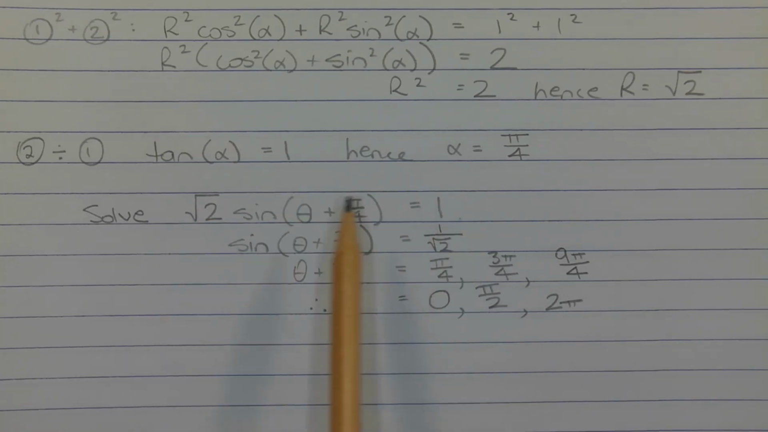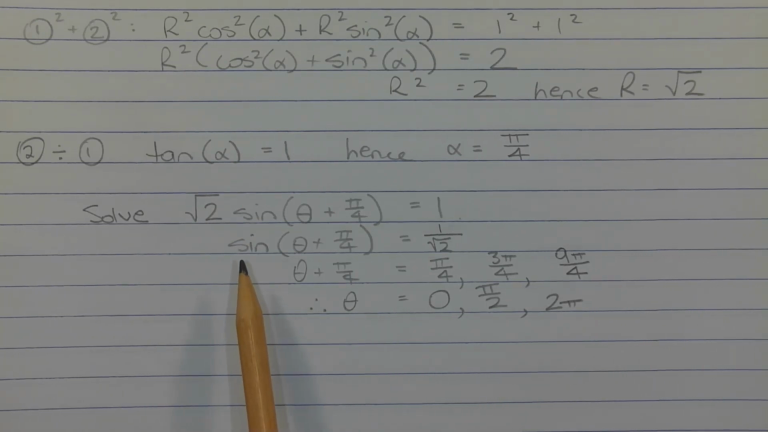Dividing both sides of the equation by the square root of 2, we get sine of theta plus pi over 4 is equal to 1 over the square root of 2, or root 2 over 2. Taking the inverse sine of both sides, we get theta plus pi over 4 is equal to pi over 4, that's a quadrant 1 angle, 3 pi over 4, which is a quadrant 2 angle, since this is positive, and 9 pi over 4. Now that's a value that's greater than 2 pi, but it sits in quadrant 1. So it's like gone around the circle once, and then gone a further pi over 4. So that's why we get this 9 pi over 4.